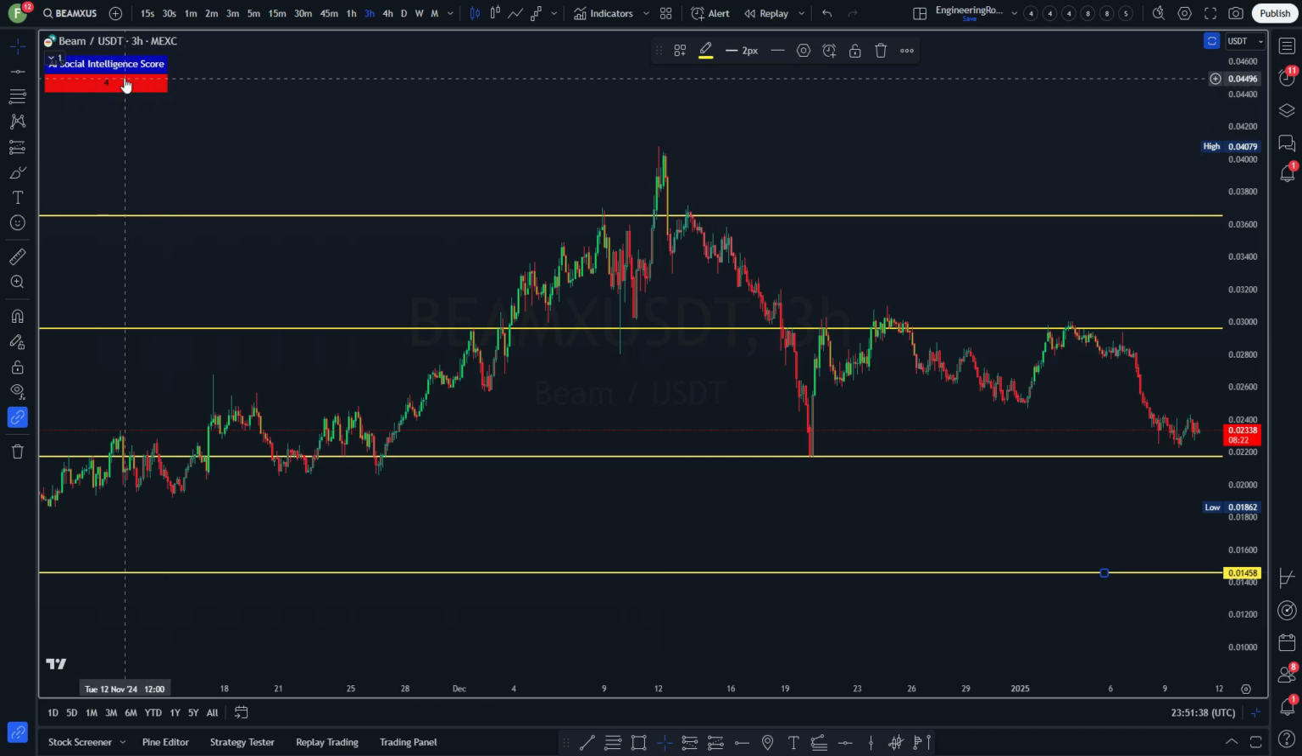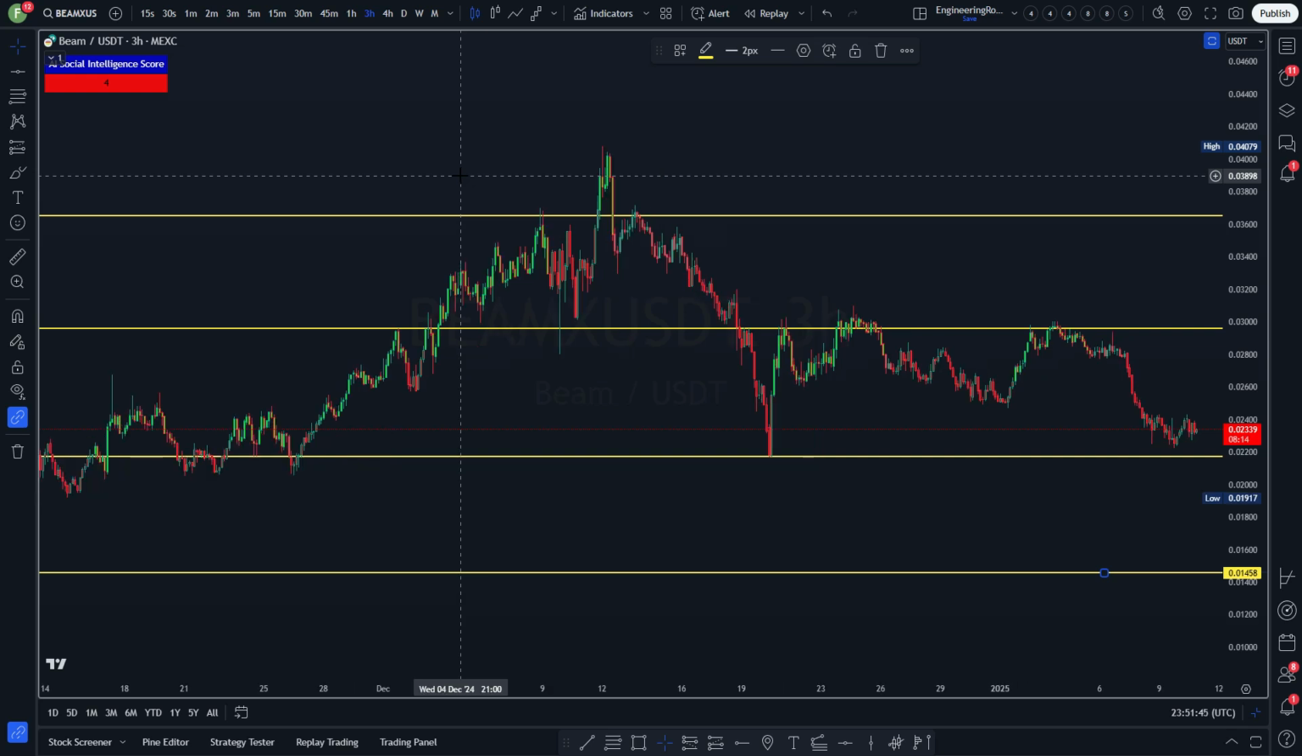Let's start with the AI social intelligence score. I'm using EngineeringRobo AI as always. Sentiment on this isn't good. It's -4. In fact, it's a red 4. The maximum negativity you can get is red 5, and this is not far off from that.